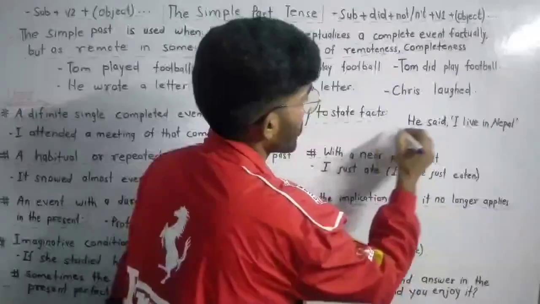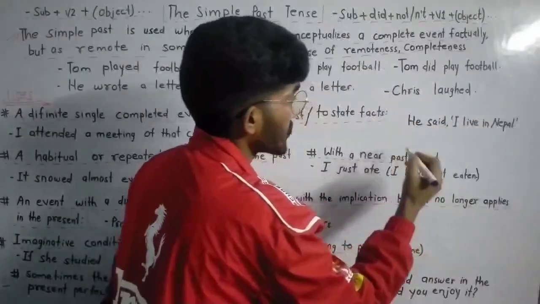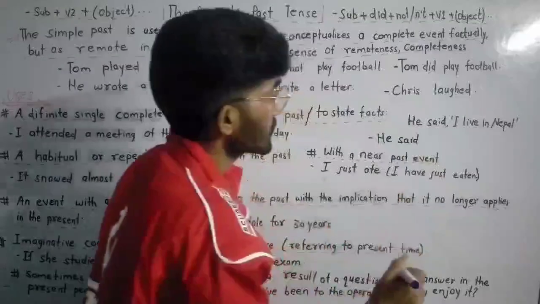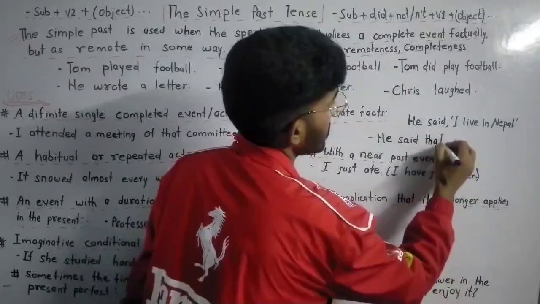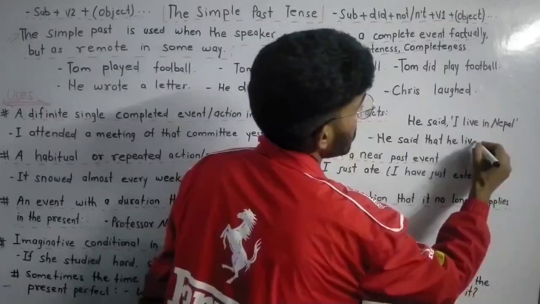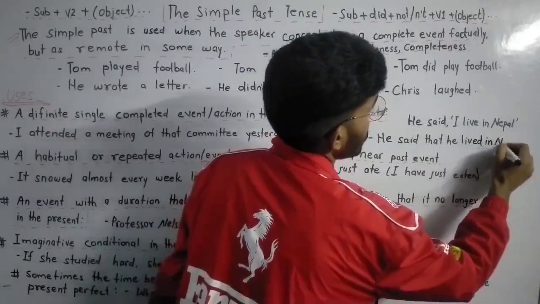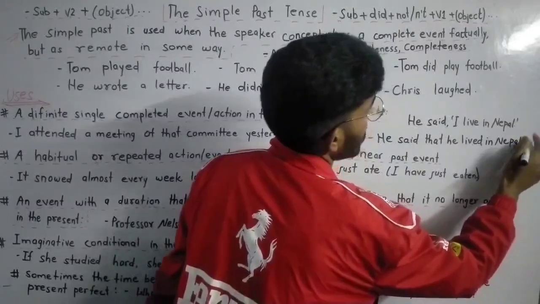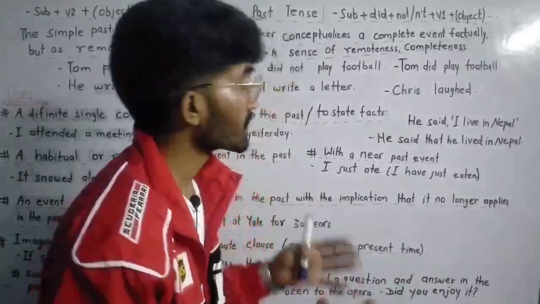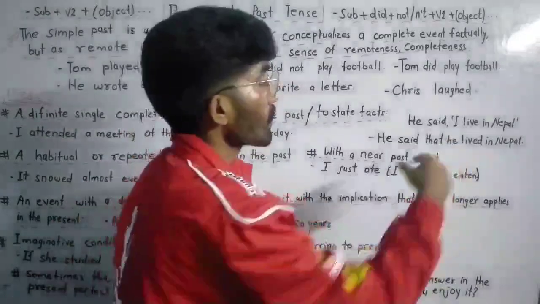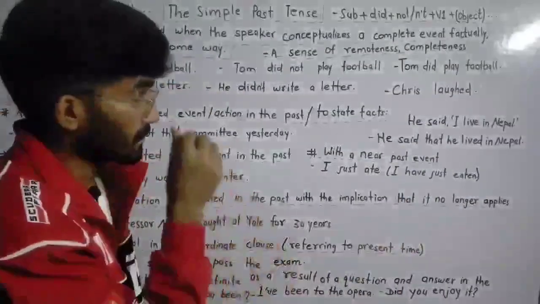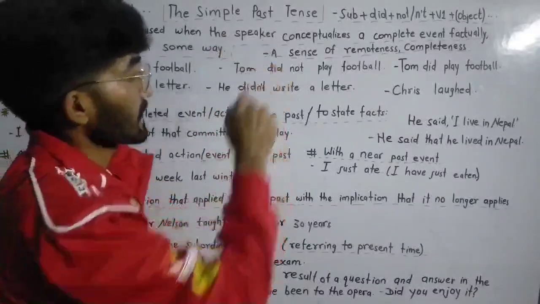See, this is a direct sentence, and changing it into an indirect sentence: He said that he lived in Nepal. And while changing from the direct into the indirect, we remove or omit such commas and inverted commas. So you can see here, this is how we can use the simple past tense.